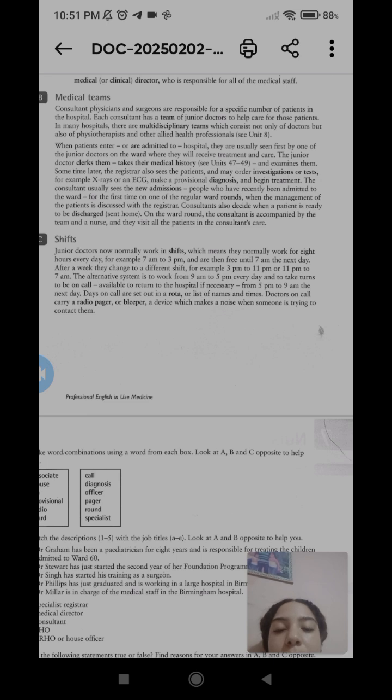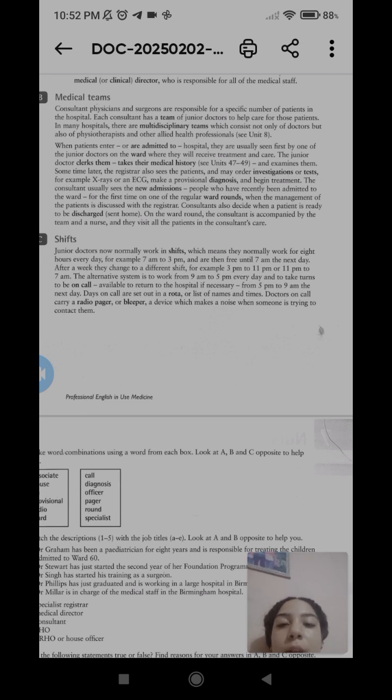Consultant physicians and surgeons are responsible for a specific number of patients in the hospital. Each consultant has a team of junior doctors to help care for those patients. In many hospitals, there are multidisciplinary teams which consist not only of doctors but also of physiotherapists and other allied health professionals, see Unit 8.